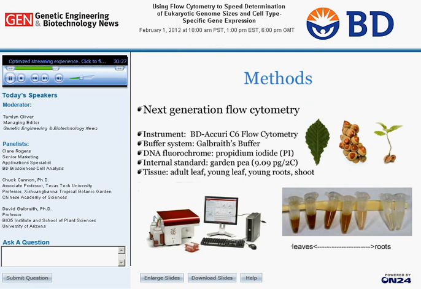So the method that we chose was next generation flow cytometry, offered by the BD Accuri C6 system. It's a very nice compact system, and we got it up and running fairly quickly. The buffer system we're using was David Galbraith's buffer; the previous speaker established that. We used propidium iodide for the fluorochrome, and we had an internal standard of the garden pea, which is a standard thing to use when you're measuring genome size with flow cytometry.